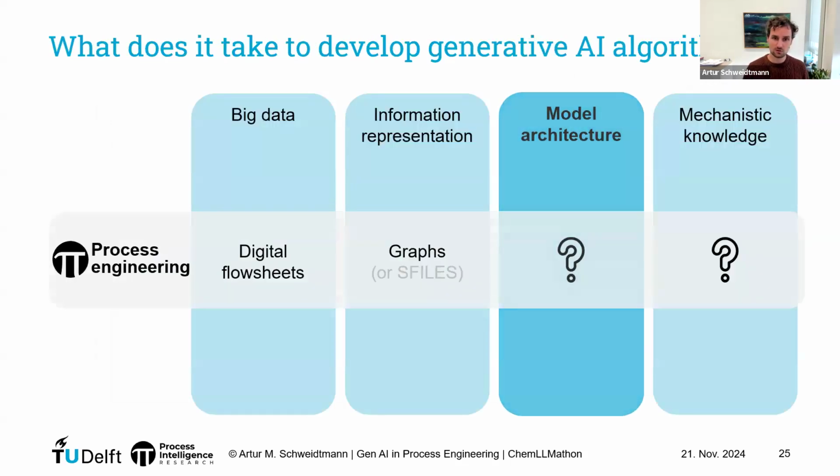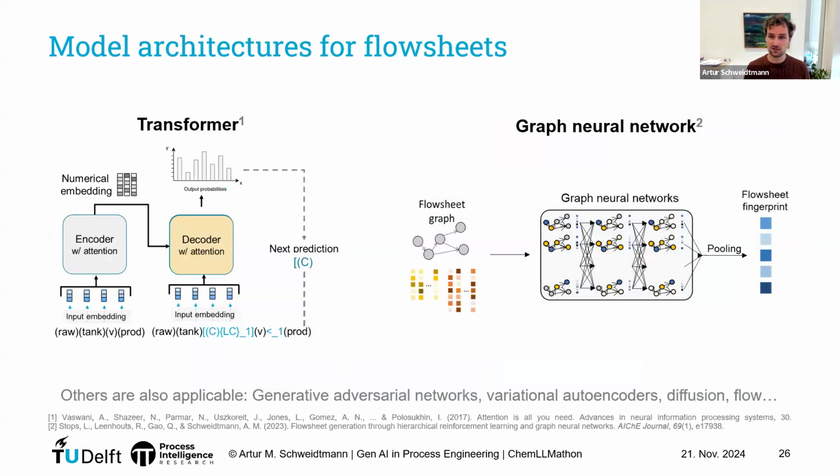However, in the long term, what we want to do is we want to train our own models, right? So we want to train models to help us doing the engineering work. And here the question is, how should our models look like? We have two kind of architectures here that I want to highlight. It's the transformer architecture and the graph neural networks.